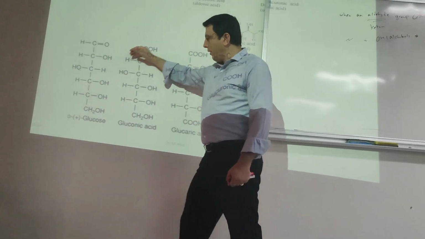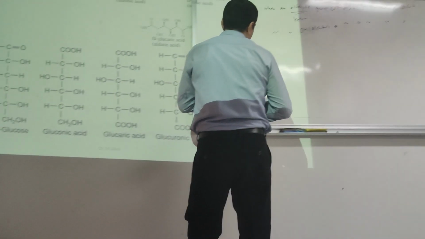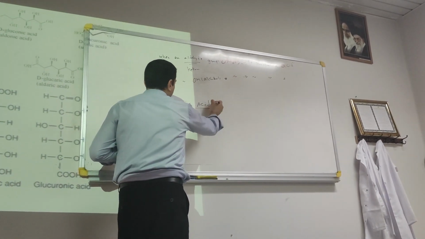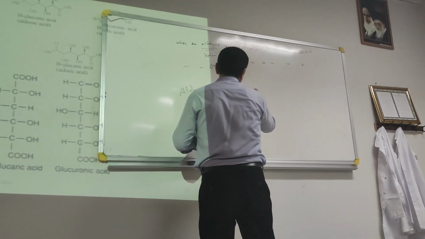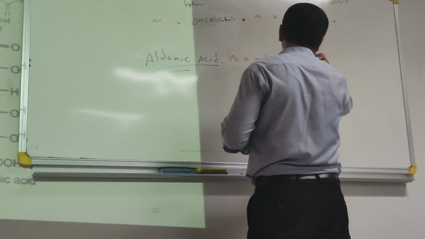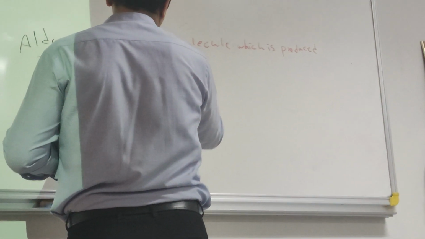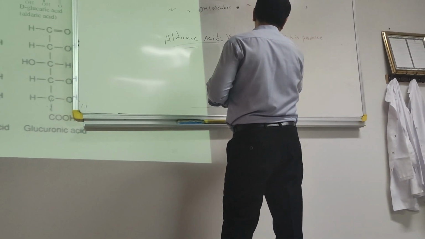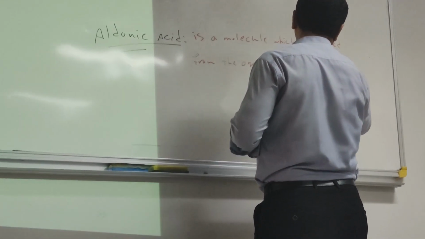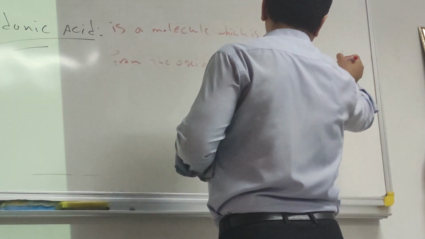So we have such molecules. We name it aldonic acid. Aldonic acid is a molecule which is produced from the oxidation of a carbonyl functional group.